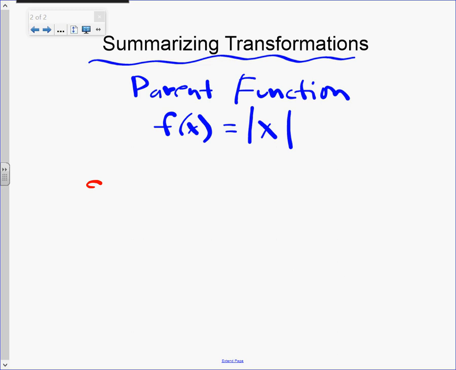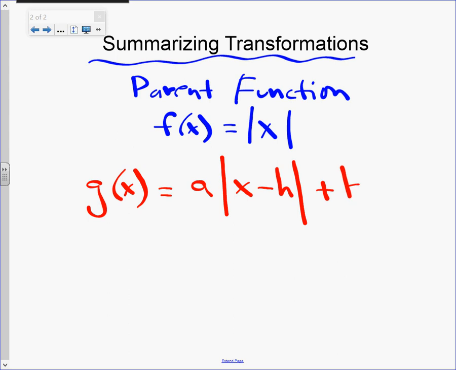I want to write g of x. Watch this, g of x instead of f of x. Here I'm going to describe the children now. G of x equals a times the absolute value of x minus h, plus k. Okay? We know what h and k do. We've been doing that for the past 2 days.